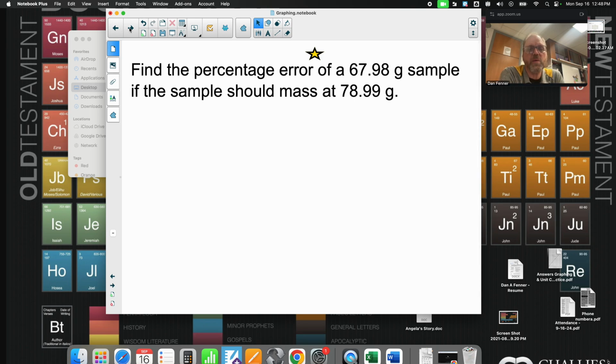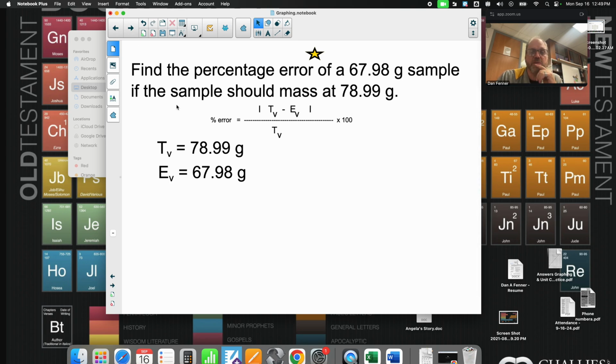Okay, now let's try another one. Find the percentage error of 67.98 grams of a sample if the sample should have a mass of 78.99 grams. So again, start with our equation, percentage error, absolute value, true value minus experimental value, all over true value times 100. Okay, put in our values. Our TV is 78.99 because it says the sample should have a mass of that. So therefore, this is what it should be. This is my true value. We found it from the lab to be 67.98 grams. So we plug those values in, 78.99 minus 67.98, all over 78.99.